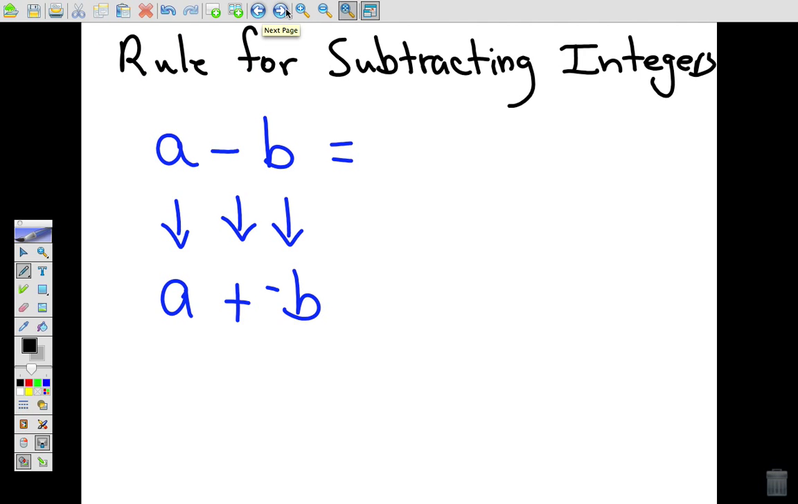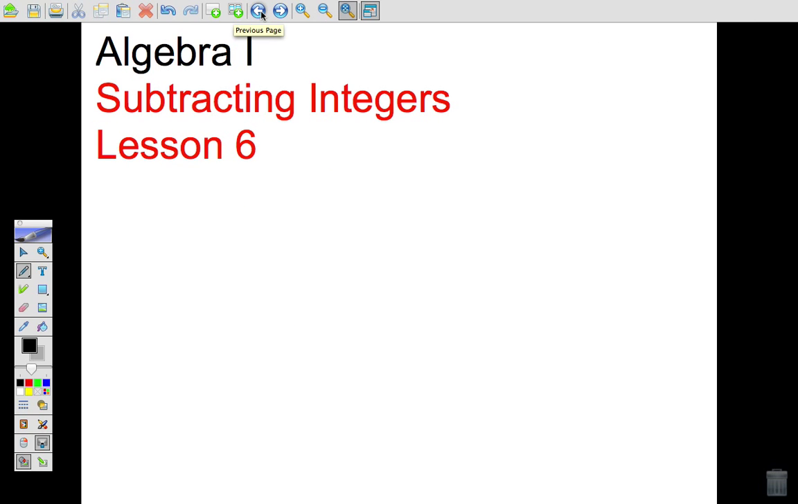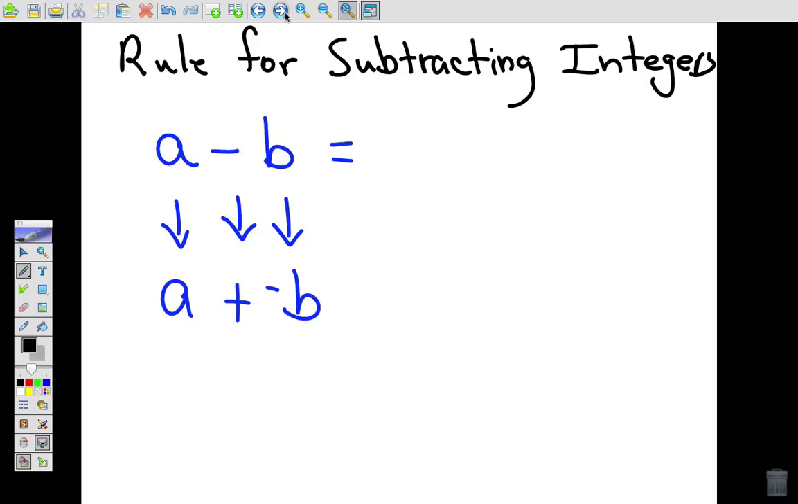Now, in your notebook, I want you to make sure you've labeled the lesson, again, lesson 6, and then the topic here is subtracting integers. And then write down the rule, or actually write these words, rule for subtracting integers, which says that if you have two integers, a and b, and you're subtracting them, a minus b, here's actually how you subtract integers.